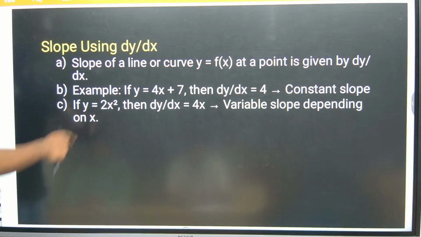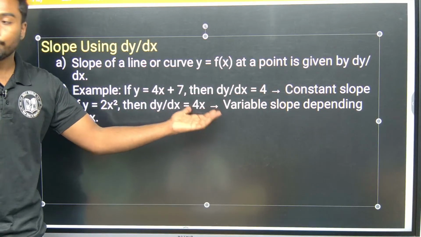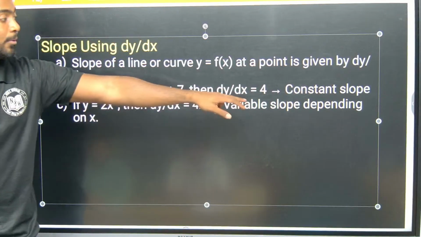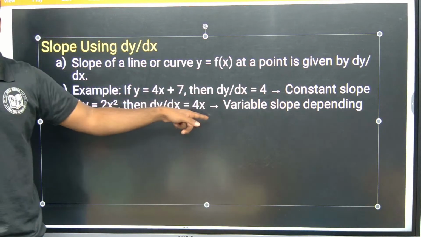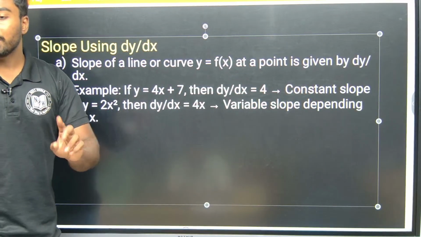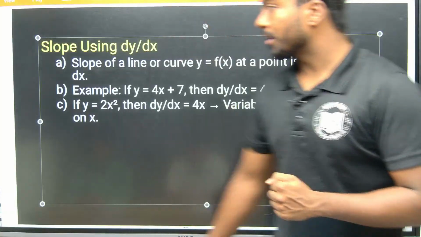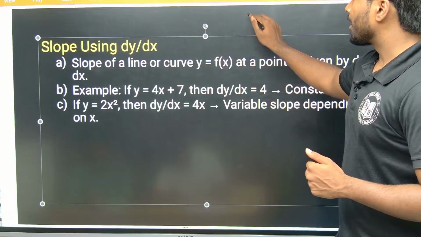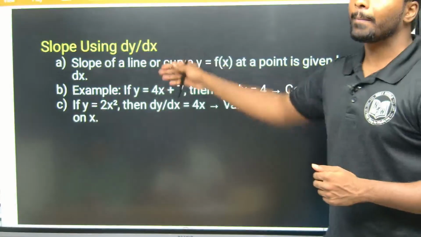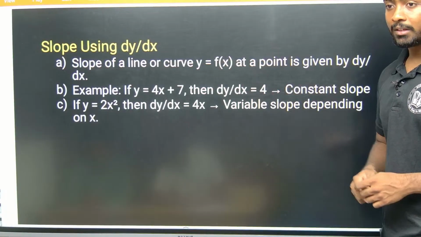If y equals 2x square, if you differentiate, you will get 4x, which is a variable slope depending on x. If x equals 1, slope will be 4. If x equals 2, slope will be 8. Do you get it now? So constant slope and variable slope. Another method of finding slope is dy by dx, if the equation is given. Done.